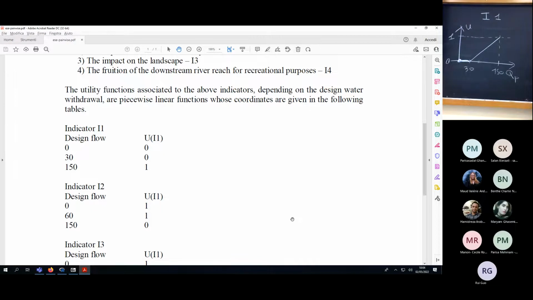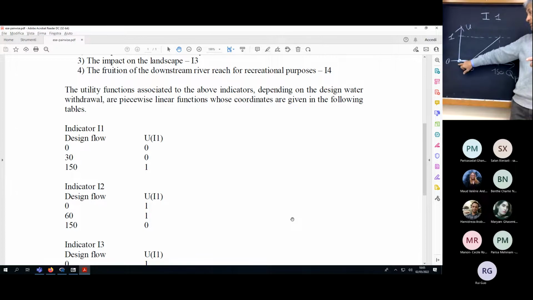And the third thing that you understand through the economic analysis is that there is a linear increase of utility between 30 and 150, from 0 to 1. It may be also non-linear, it depends on the case. Here, to simplify things, I describe the utility functions through piecewise linear functions. What does it mean, piecewise linear function? It means that the overall function is linear if you stay within each segment.